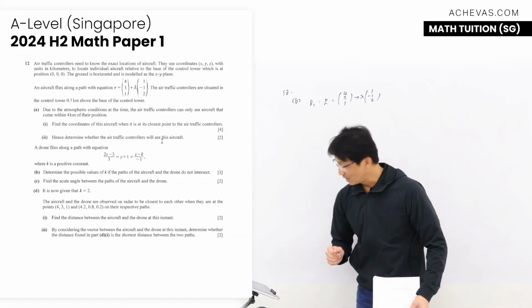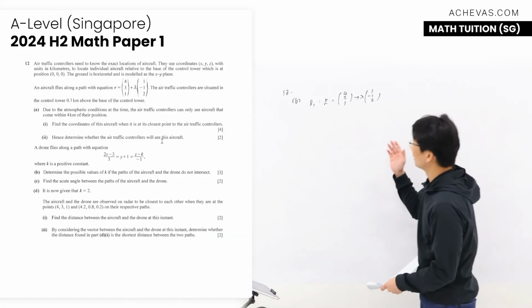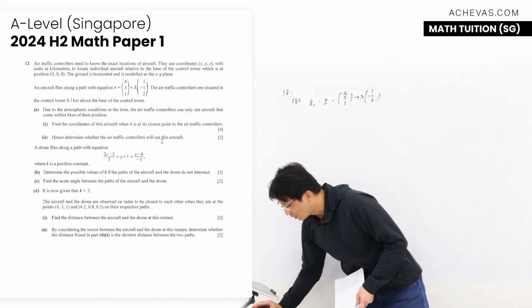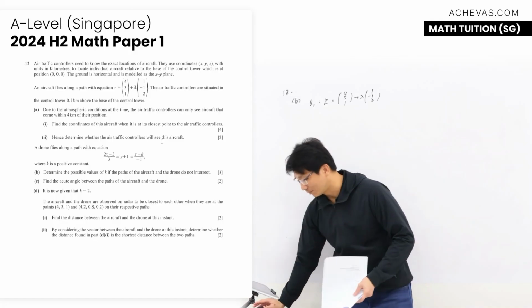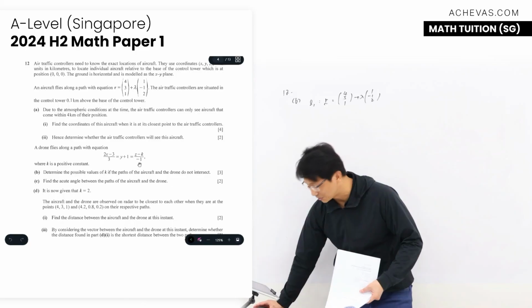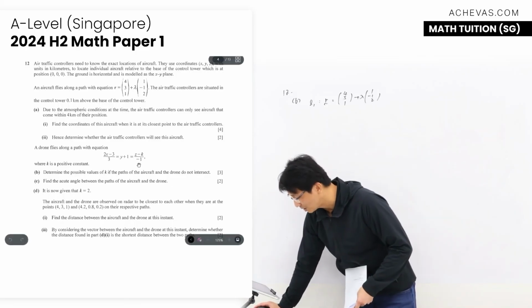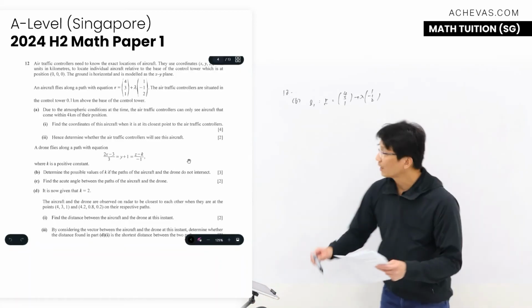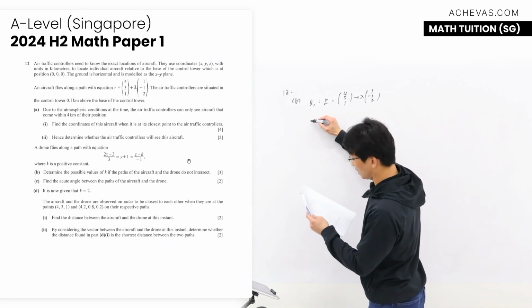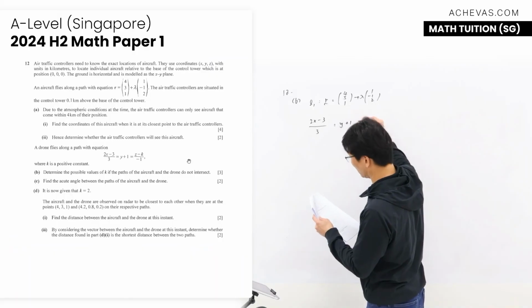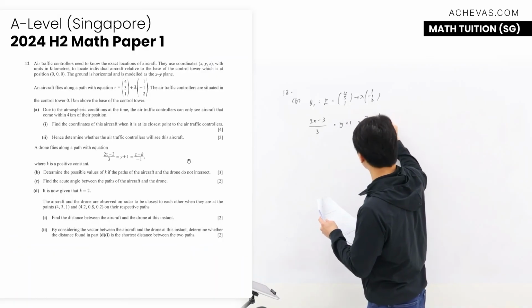Okay, now let's look at part B of this question. I have reproduced the path of the aircraft here. That's the equation given to us in the question. And for part B, we now have a drone that flies along a path with this particular equation here. This is the Cartesian equation. And we are supposed to determine the possible values of k if the path of the aircraft and the drone do not intersect. Alright, when we are given this particular equation here, 2x minus 3 over 3 equal to y plus 1 equal to z minus k over minus 1.